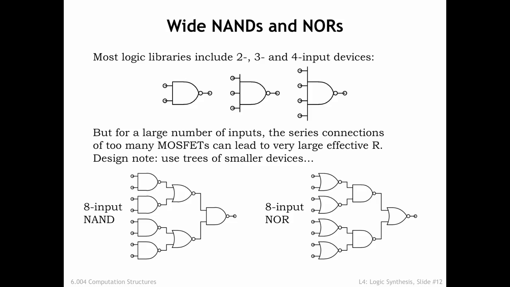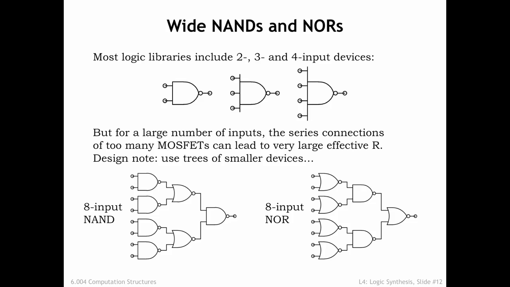Using De Morgan's law, we can answer the question of how to build NANDs and NORs with large numbers of inputs. Our gate library includes inverting gates with up to 4 inputs. Why stop there? Well, the pull-down chain of a 4-input NAND gate has 4 NFETs in series, and the resistance of the conducting channels is starting to add up.